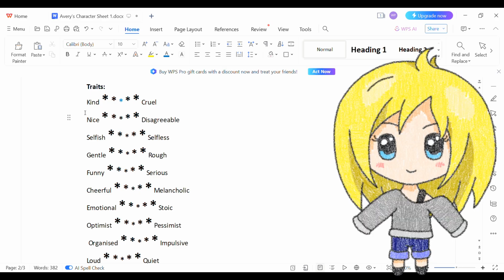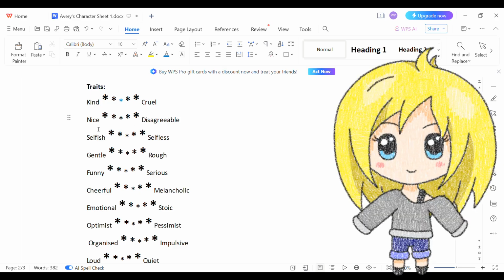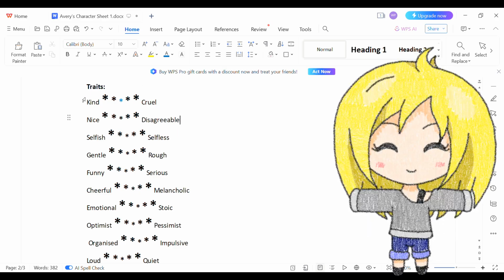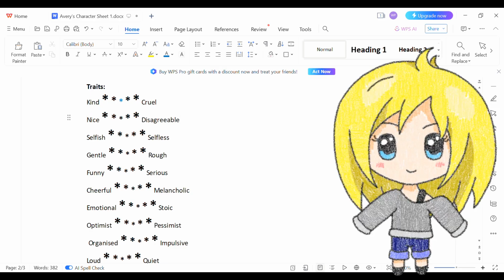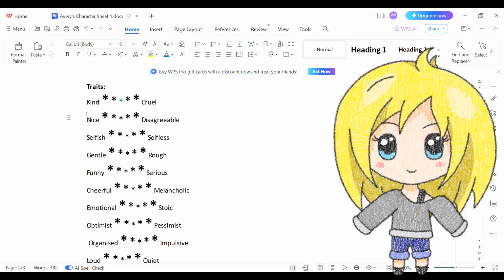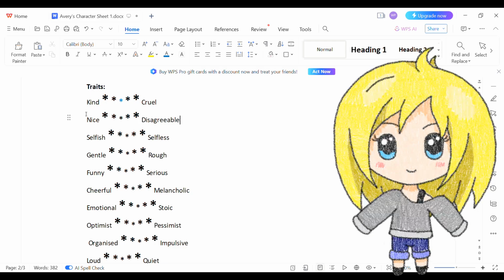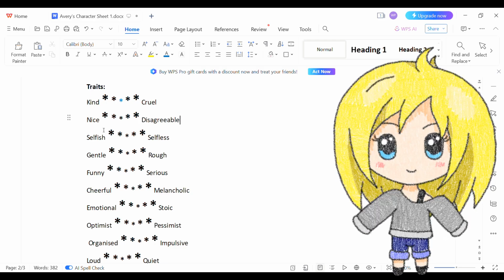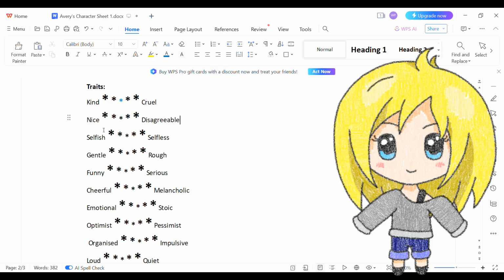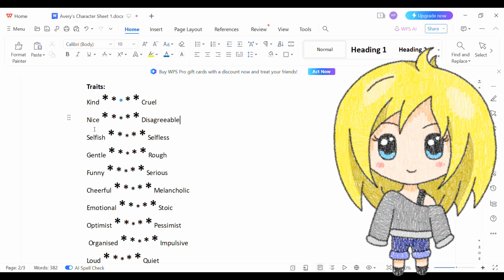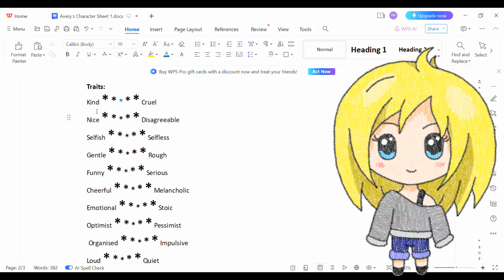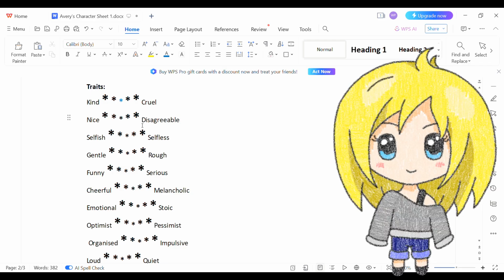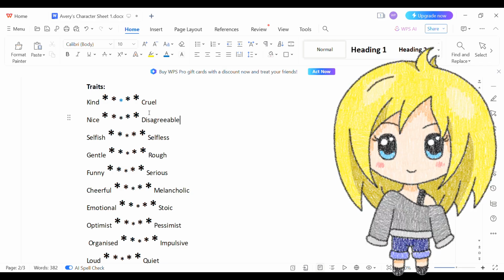Is your character kind or cruel? Are they nice or are they disagreeable? What's the difference? Well, being kind has more to do with your intentions and how much you actually care about others, whereas being nice is more to do with your own image, how you want to be perceived by others. So a person can potentially be nice without actually being kind, and a person can be disagreeable without being cruel.